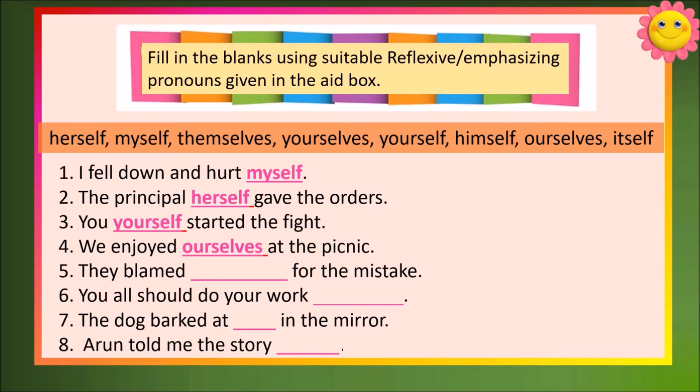We enjoyed dash at the picnic. We enjoyed ourselves because it is we, so it will be ourselves at the picnic. They blamed themselves for the mistake. They is there, so it will be themselves. The dog barked at itself in the mirror. It is a dog, so itself. Arun told me the story himself. Arun is a boy, so Arun told me the story himself.